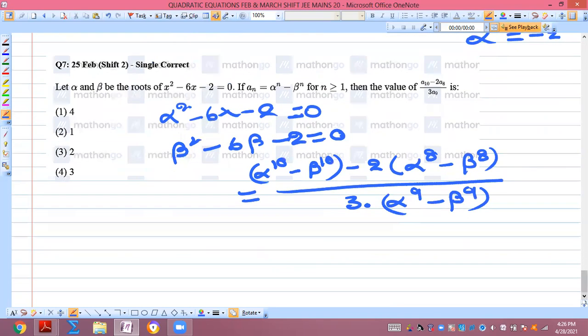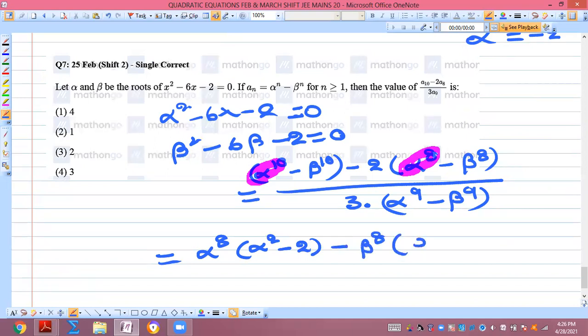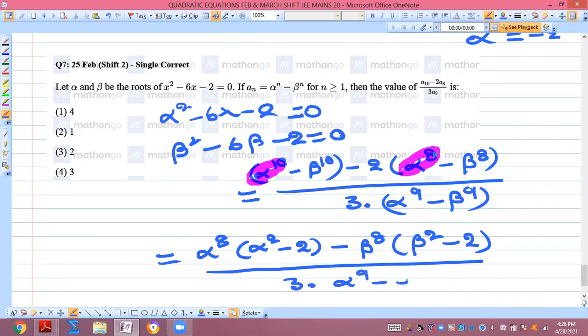Now alpha power 10 and alpha power 8 we can take common. What is common? Alpha power 8 is common. So alpha power 8 if you take, that is alpha square minus 2. Similarly, minus beta power 8 if you take common, beta square minus 2, by 3 into alpha power 9 minus beta power 9.